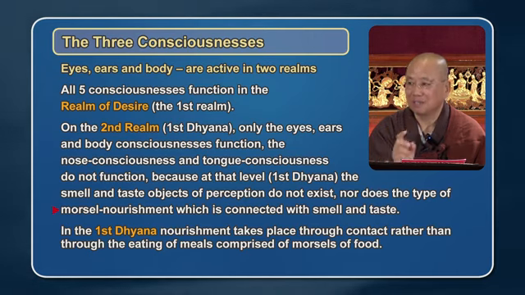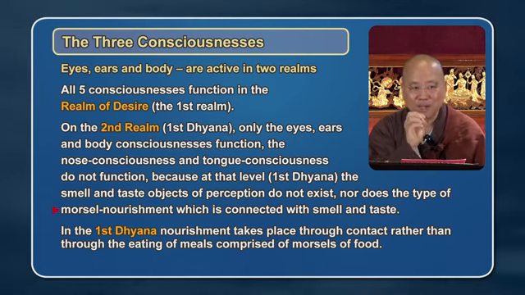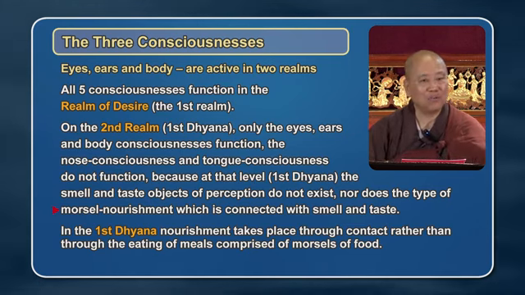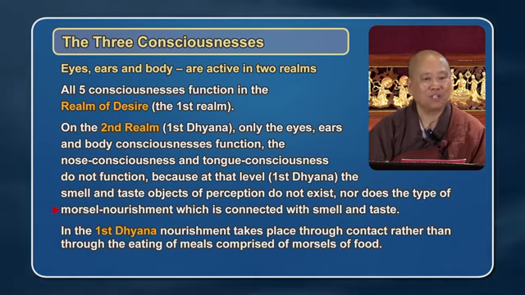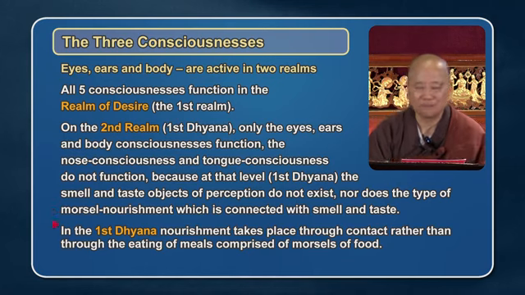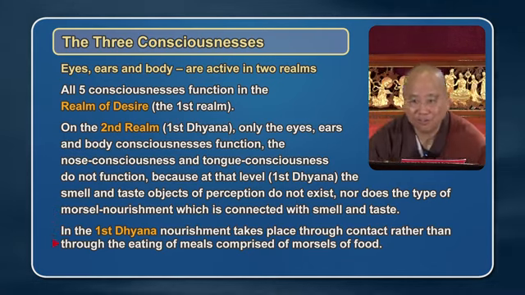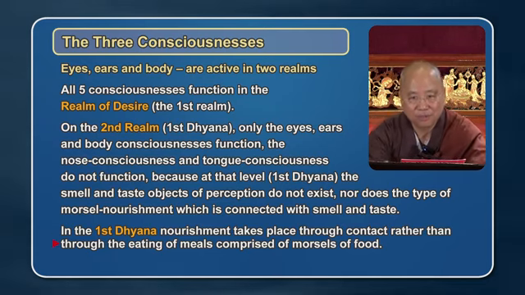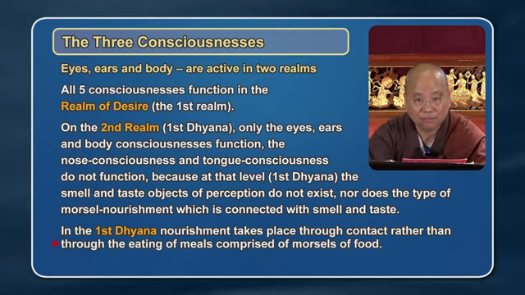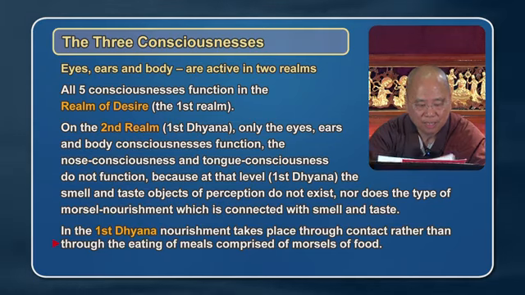Their food is samadhi, their food is meditative concentration. That's their food. Whenever they want any food, they just sit still, and that's the food they have. That nourishes their mind. In the first dhyana, nourishment takes place through contact rather than through the eating of meals comprised of morsels of food.